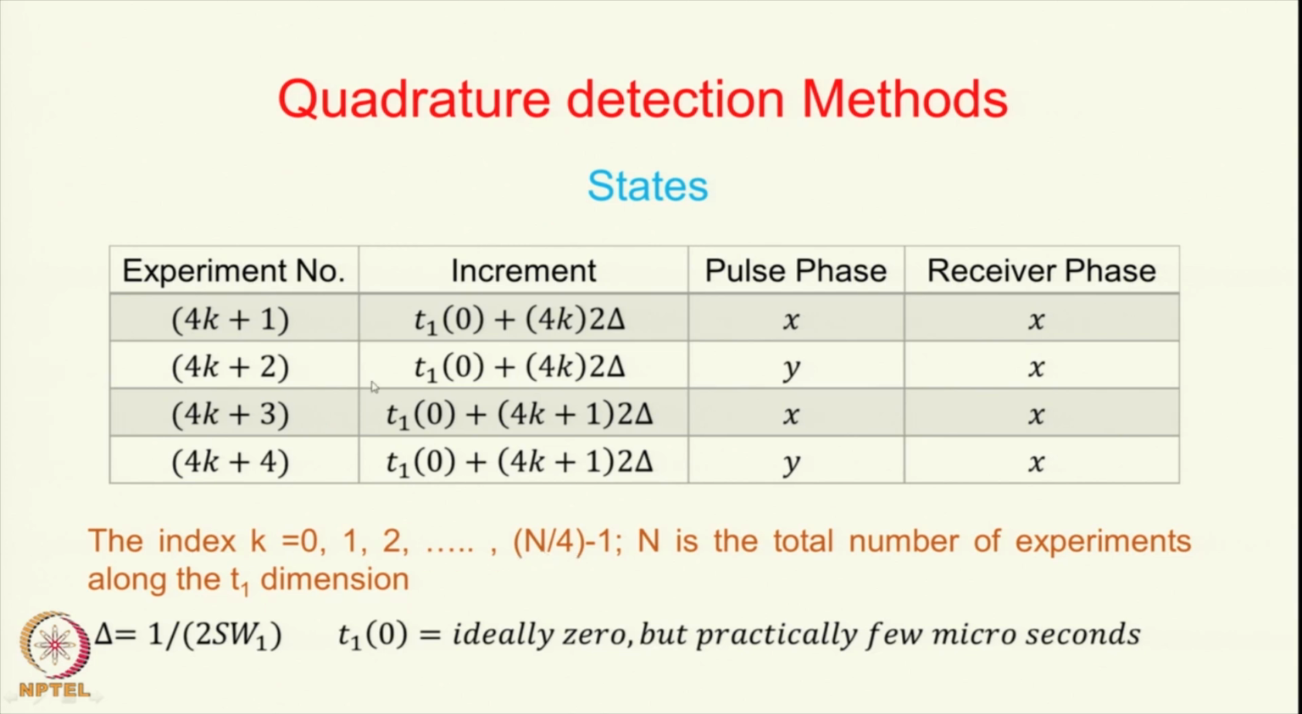So what is the way this is done here? Now, once again if k is equal to 0, this is the first group, I will have here experiments 1, 2, 3, 4, and what is the increment?